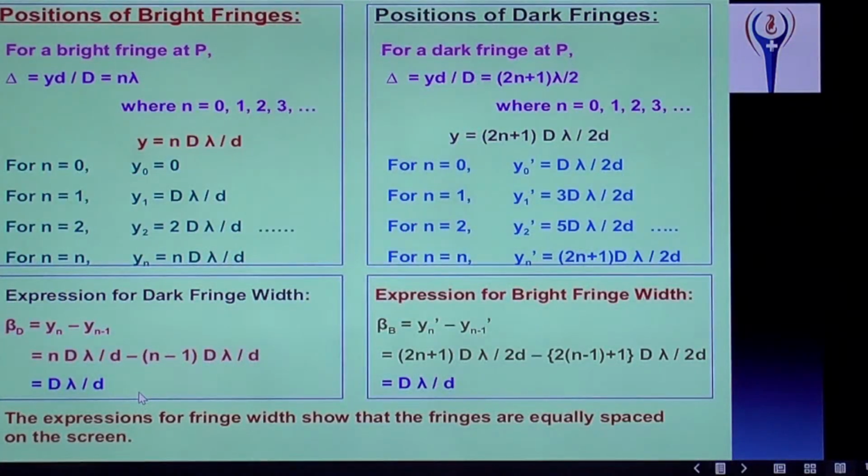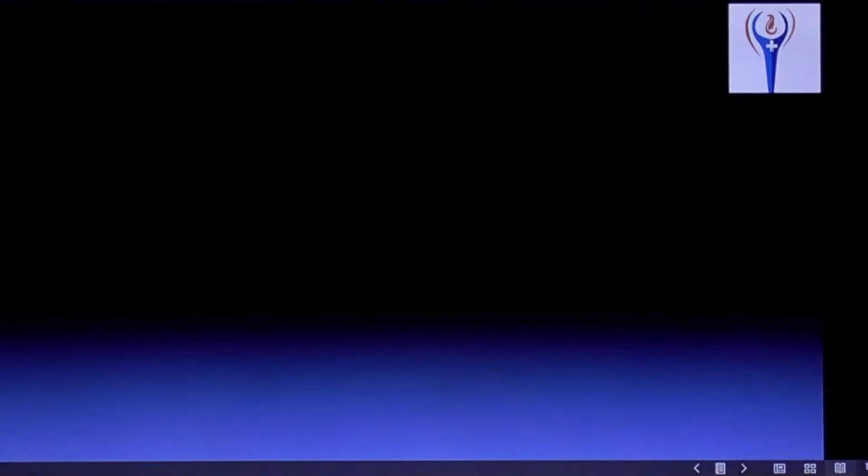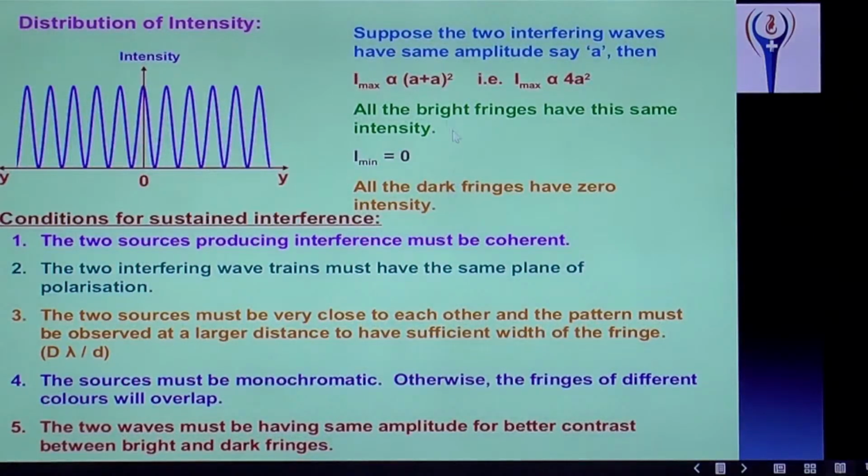Beta equal to lambda D by d. So the fringe width for bright as well as dark fringes is the same. Both bright and dark bands are equally spaced. And for the distribution of intensity, I max is proportional to (A plus A) whole square, that is (2A) whole square, which is 4A square. All the bright fringes have the same intensity, and I minimum equals 0.